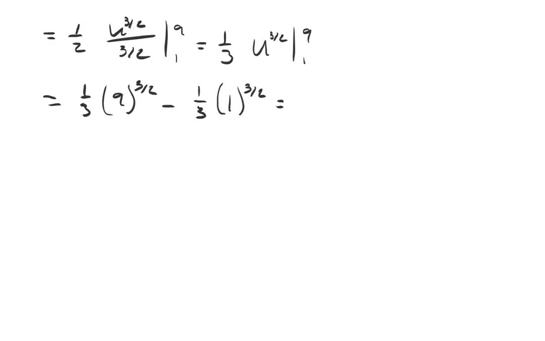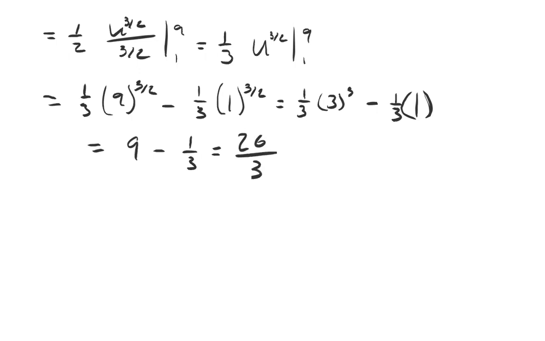Okay, so a couple ways you can go about evaluating this. So 9 to the 3/2. 9 to the 1/2 is the square root of 9, which is 3. So this is just 1/3 times 3 cubed minus 1/3. And then 1 to the 3/2 power is, of course, 1. Anytime you do any kind of power of 1, it ends up being 1. So then this is 9 minus 1/3. So this is 26 over 3. So that's what we get using that method.